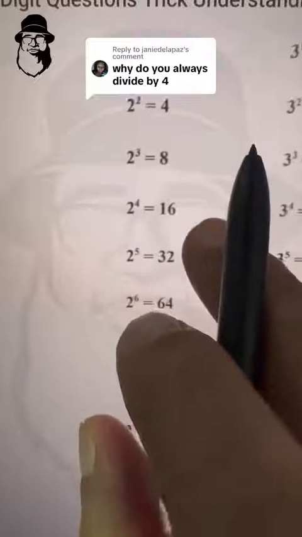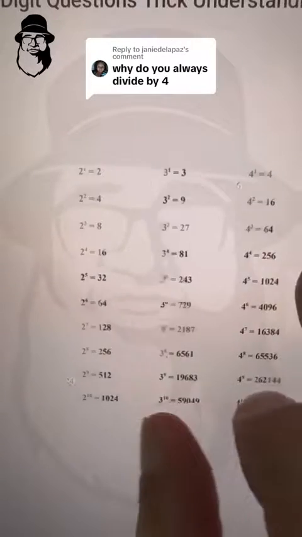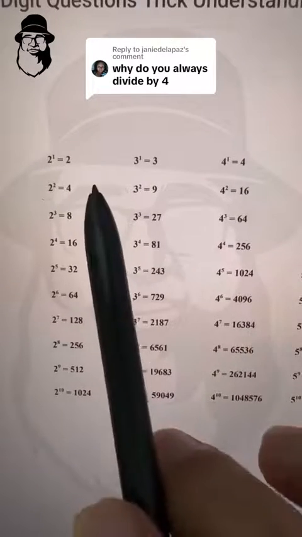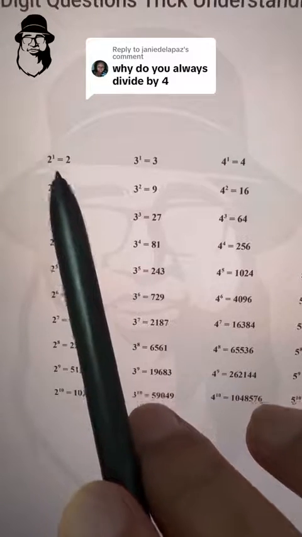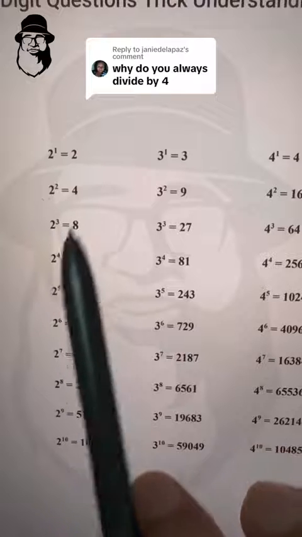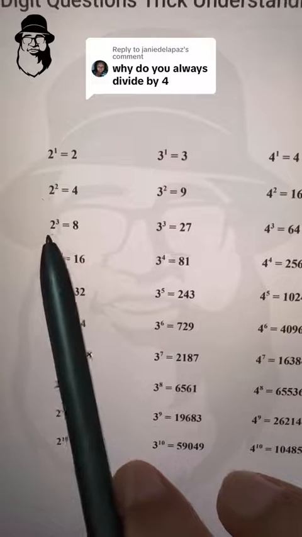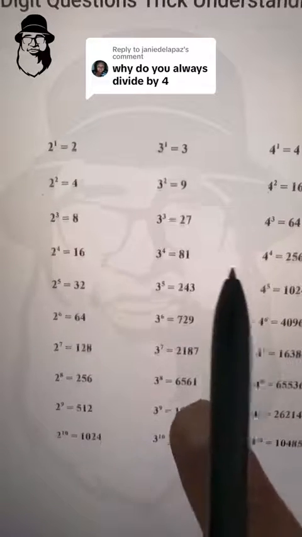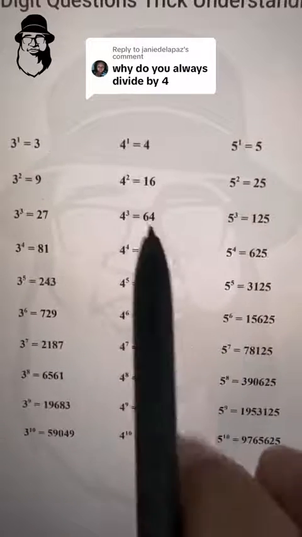Now here I have taken this table, and it's all powers of 2. 2 to the power 1, 2 to the power 2 is 4, it means 2 times 2. 2 to the power 3 is 8, 2 times 2 times 2 is 8, and so on. Powers of 2, powers of 3, powers of 4.